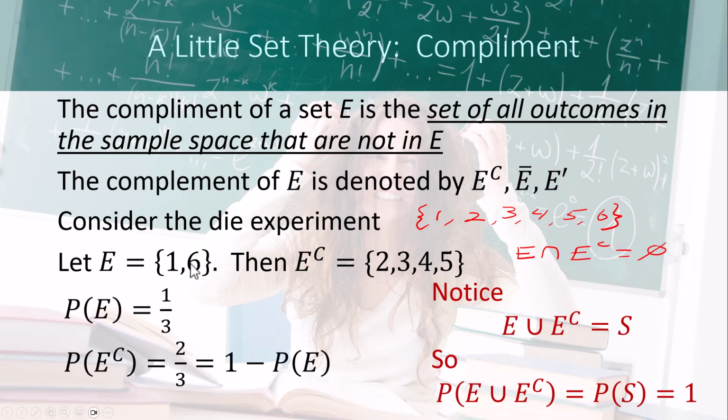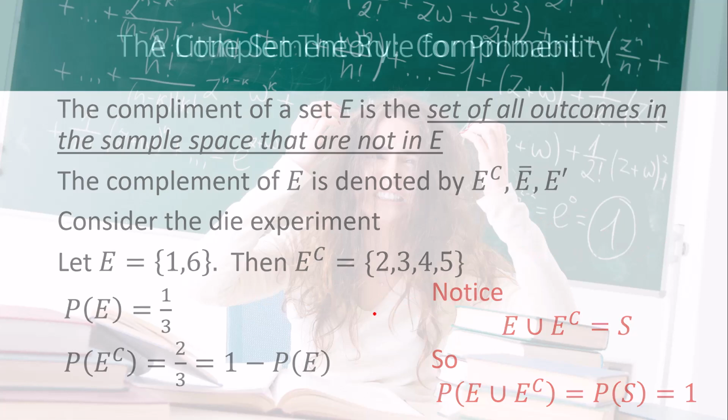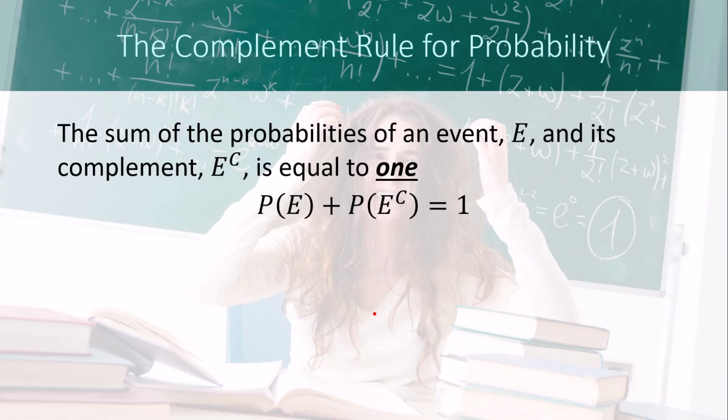As an example, take a look. Here is E. The probability of E is 1/3 or 2/6. Here's E complement. Its probability is going to be 4 divided by 6, or 2/3. Notice that the probability of E's complement is always going to be 1 minus the probability of E, or the probability of E will always be equal to 1 minus the probability of its complement. Okay? And that brings us to the complement rule for probability.